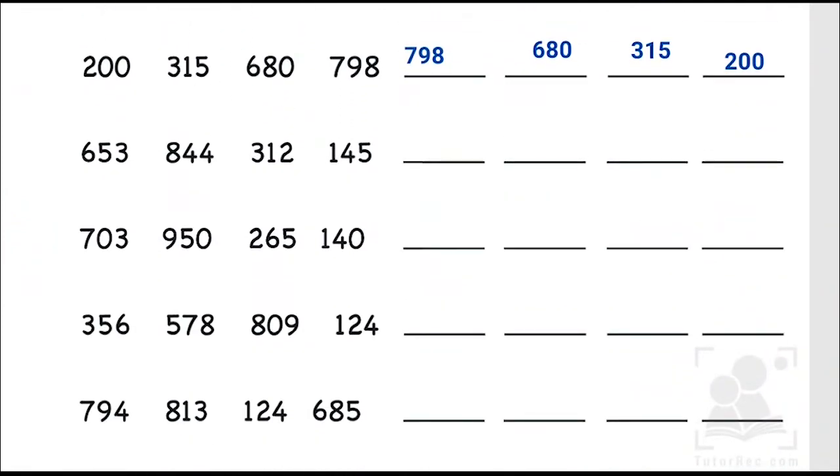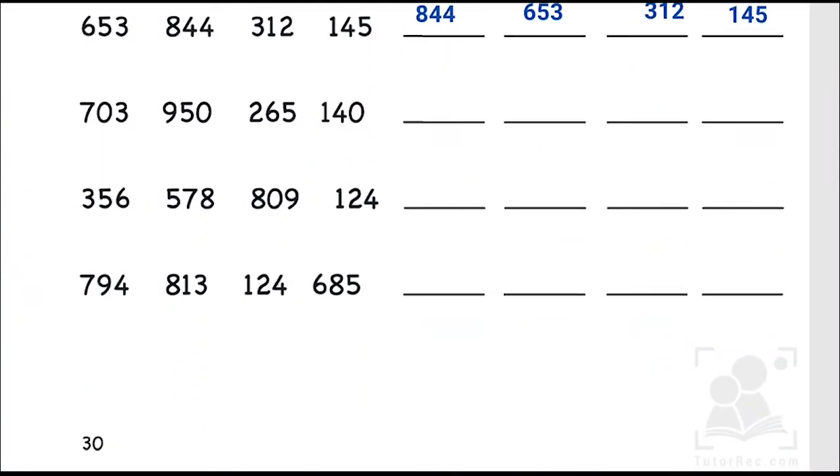In the next row, we have 844 as the biggest one. Then 653. Then 312. And 145. So this is how we do the descending order.